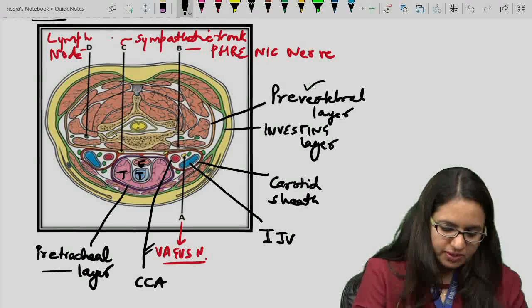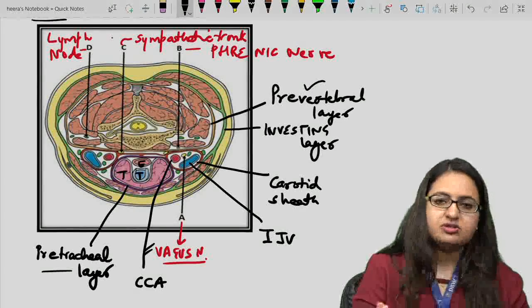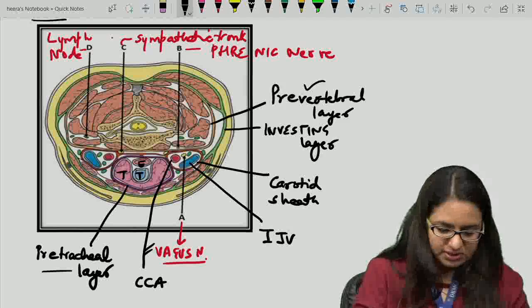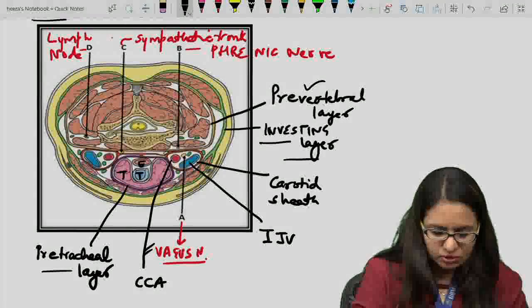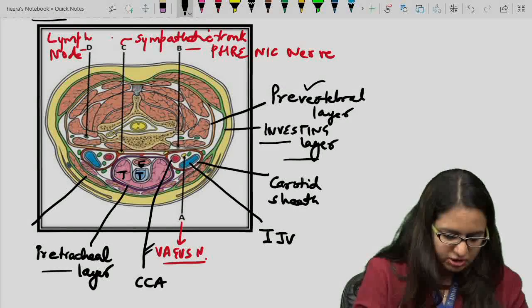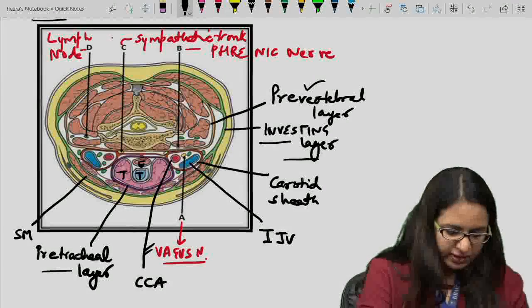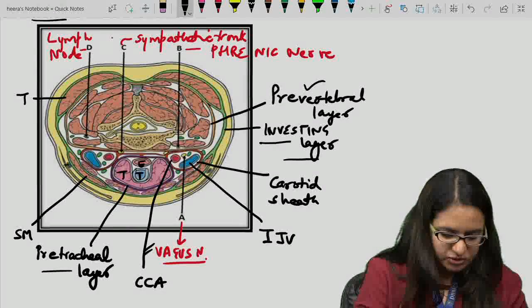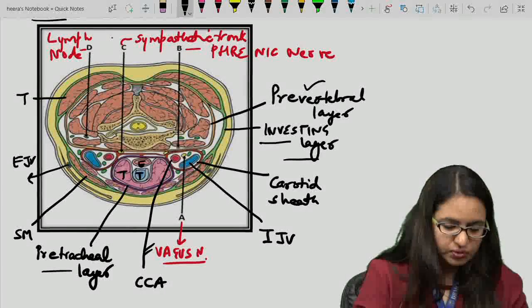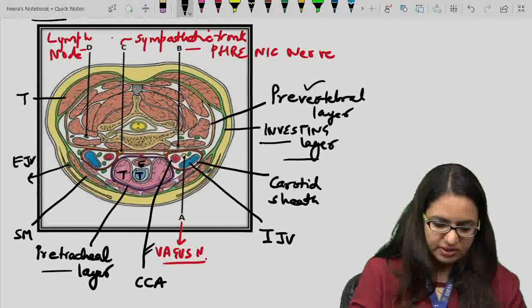The prevertebral layer is actually surrounding all the pre- and paravertebral muscles, and the investing layer encloses two muscles mainly. This is the sternocleidomastoid muscle and this is the trapezius muscle. Apart from this, we can visualize a vein over here. The vein which is present over here is the external jugular vein. This is the external jugular vein.